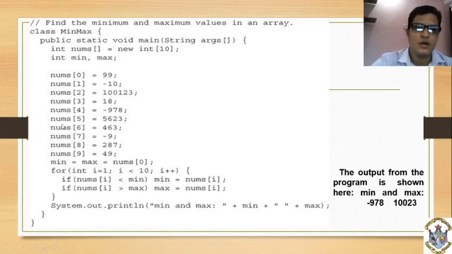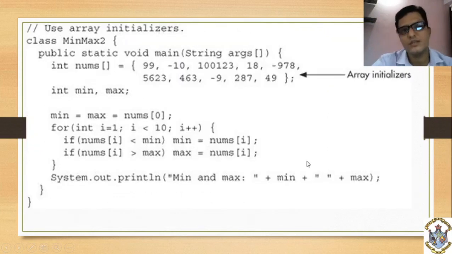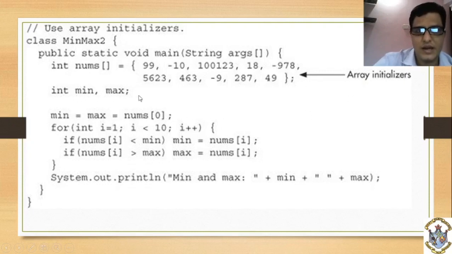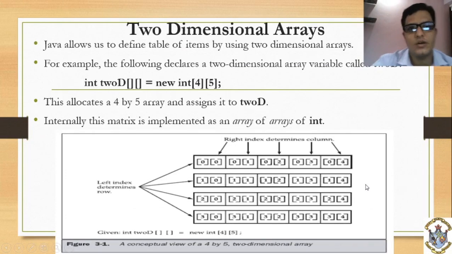Based on this, the minimum and maximum values will be displayed according to the list. This process will continue until the condition fails. Now the improvised version of the earlier program is that we are initializing the values by using array initialization, and I am taking min, max and doing the same process. I am getting the minimum value and maximum value and printing them. Okay, now it is a two-dimensional array.